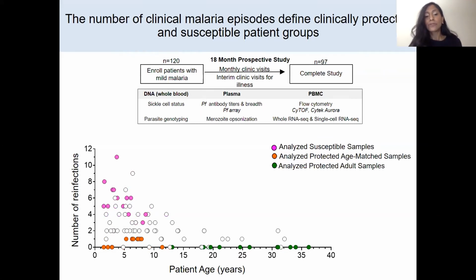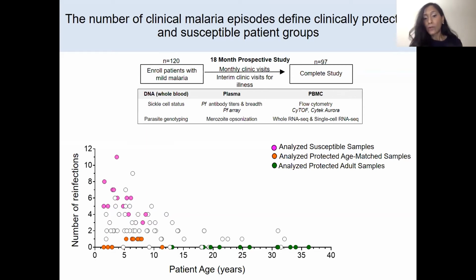So on the next slide, what I'm showing you are the subsets of those three groups of patients that we analyzed in depth further. So from the plasma of these patients at the time of infection, we were able to characterize their antibody responses, which I'm not going to share with you today, except to say that in our adult protected patients, we did detect higher titers of PF-specific antibodies, as well as antibodies that had higher opsonic activity against PF merozoites in comparison to the plasma antibodies present in our susceptible patient group.